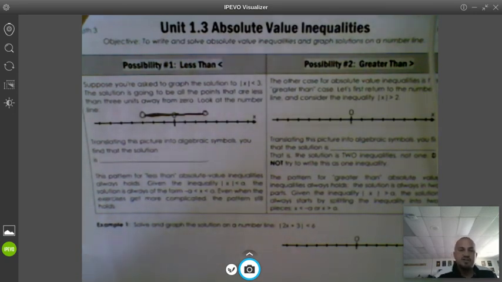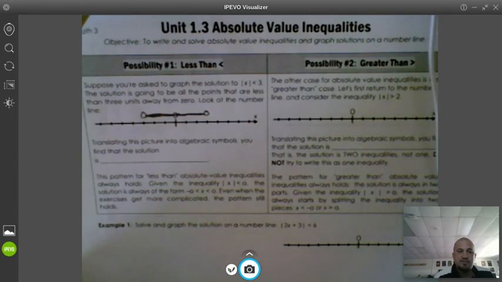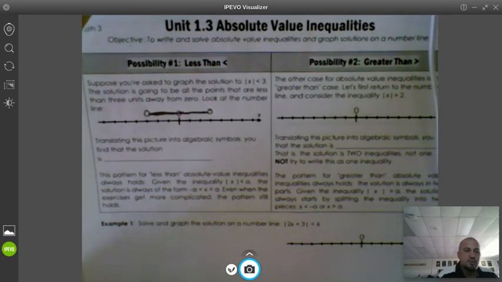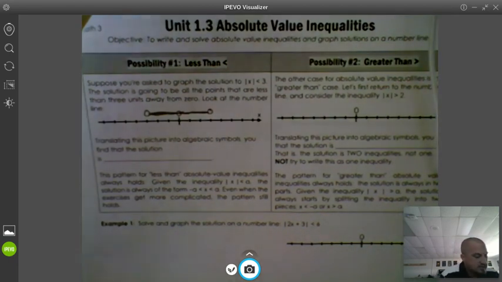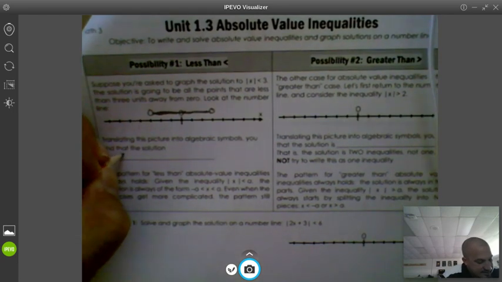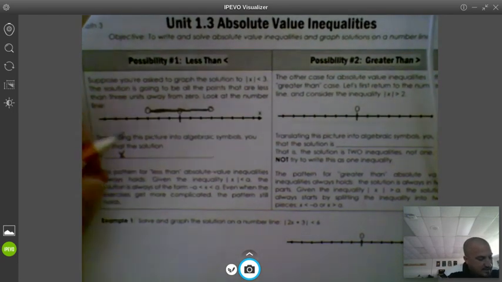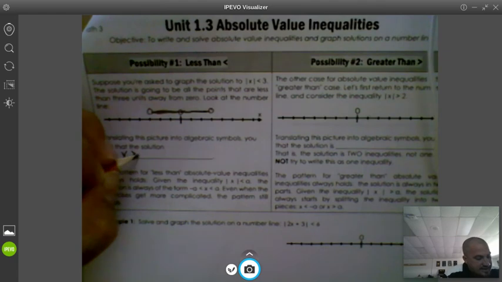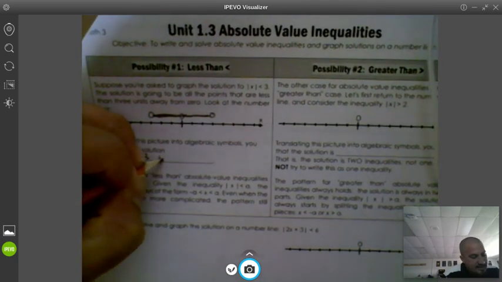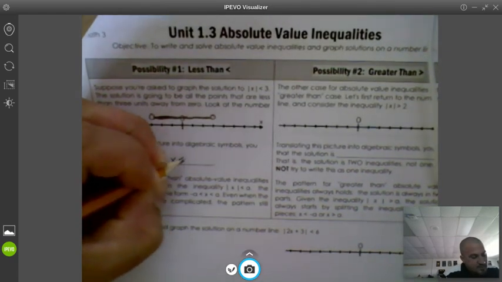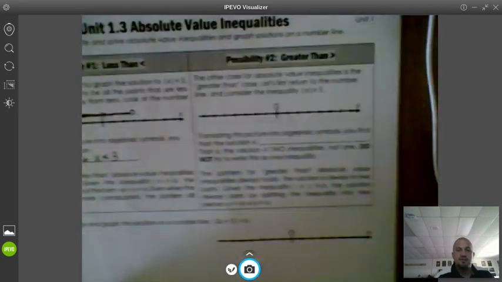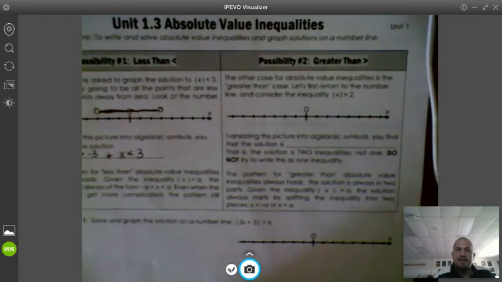So taking this picture and translating it into algebraic symbols, you find that the solution is x is greater than -3 and x is less than +3. So that's how you would write that. The other case is greater than.